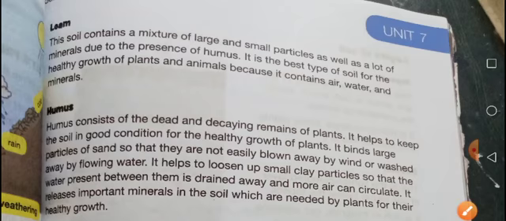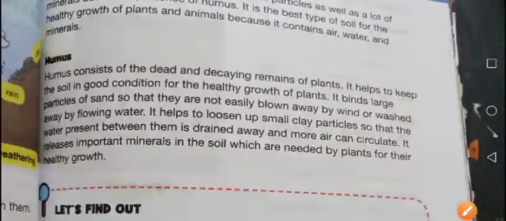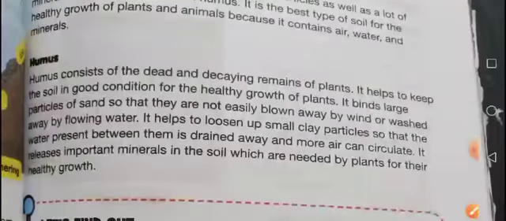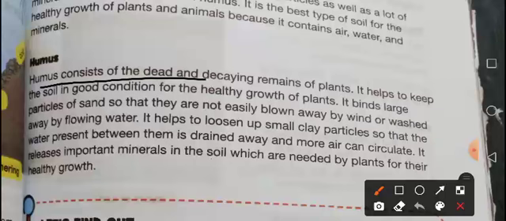Now we are going to talk about what we mean by humus. Humus consists of dead and decaying remains of plants. All the dead bodies go into the soil and decay with the passage of time and form humus. Now let me explain it in easier terms. When the dead bodies of plants and animals go into the soil, with time they decompose and become soil themselves. And those decomposed dead bodies are called humus.